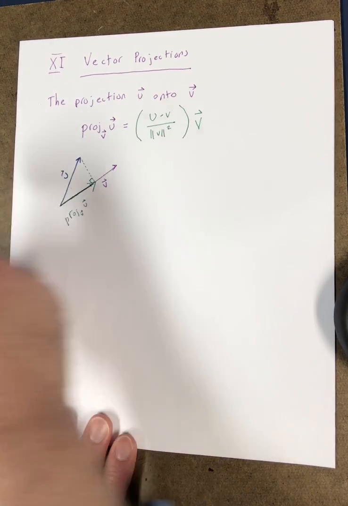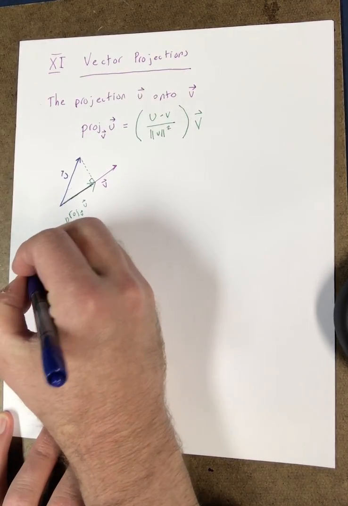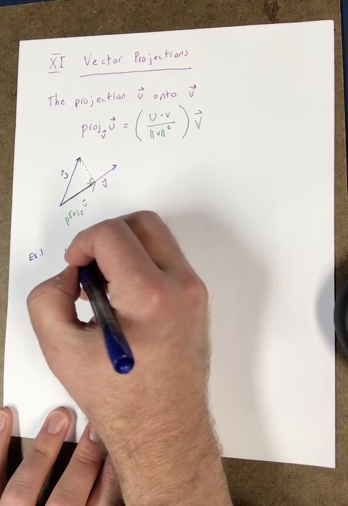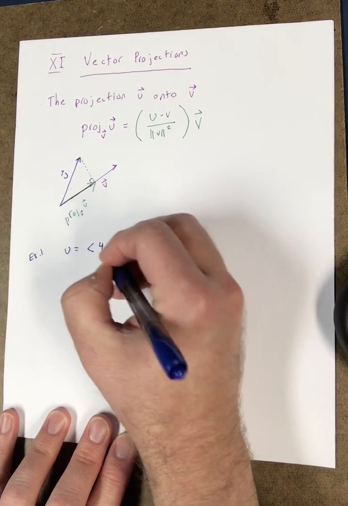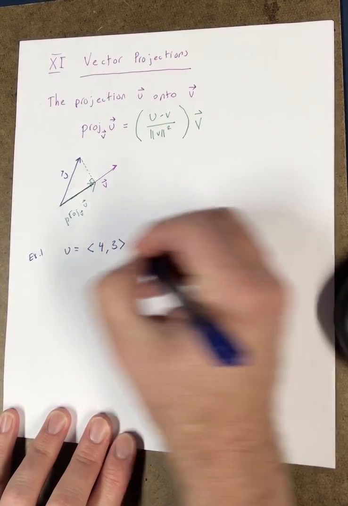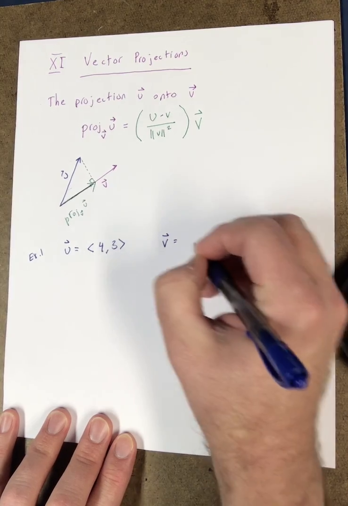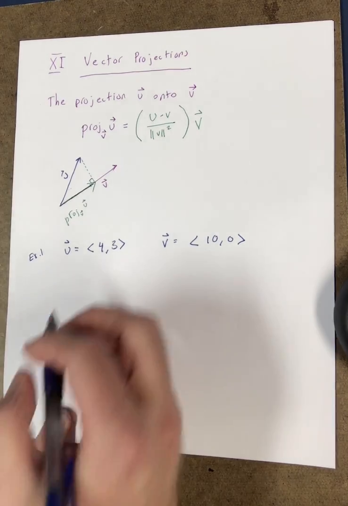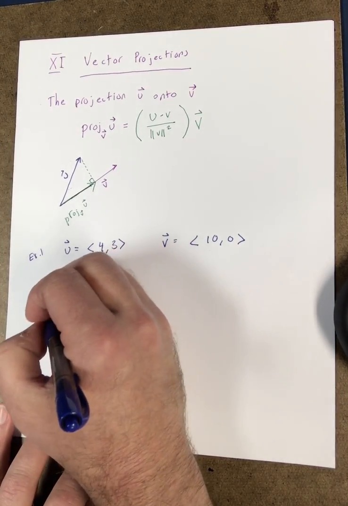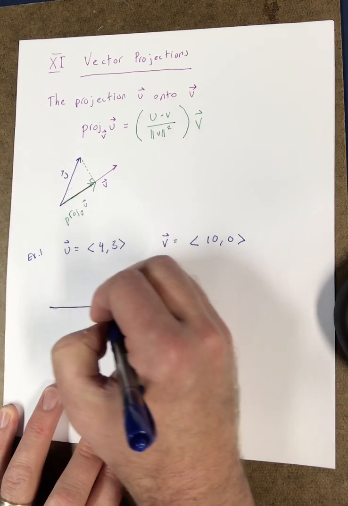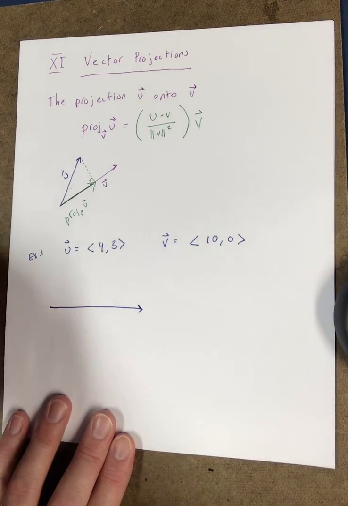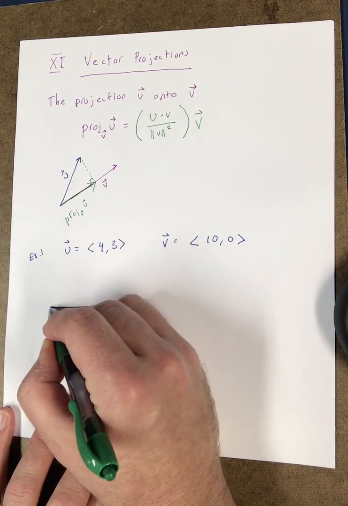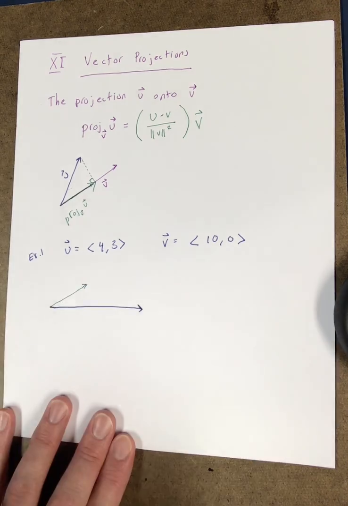So our first example is, imagine if vector u was (4, 3), and vector v was (10, 0). Let's take a look at what this looks like. So vector v would be going out somewhere like that. Vector u, (4, 3), over 4 and up 3, might look something like this.